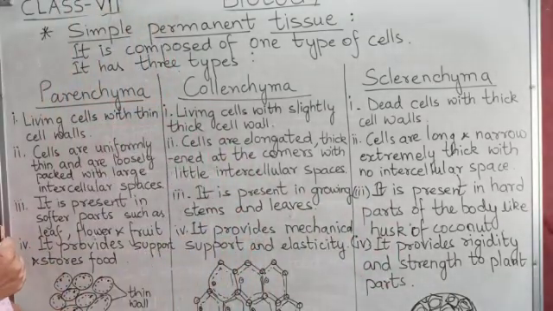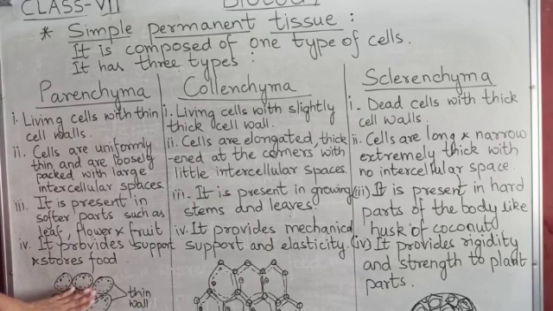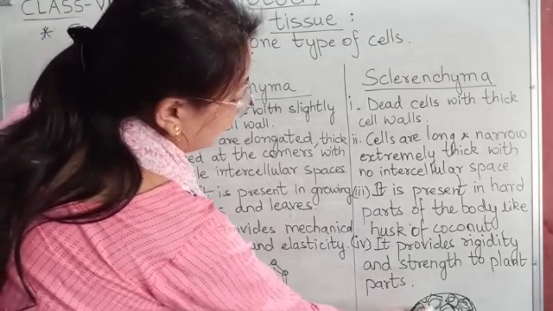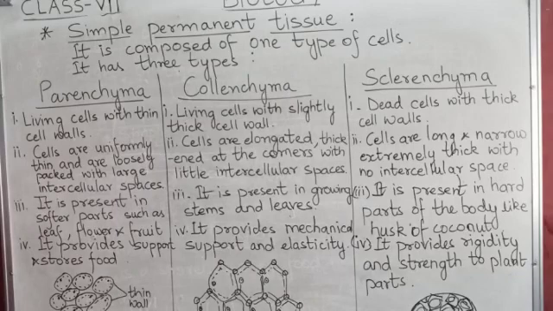And here is the structure of the three types of tissue. This one is parenchyma. As you can see here, the cells are living, but they have thin walls. These are thin walled cells. As you can see, collenchyma cells have a little thick wall, and these sclerenchyma cells have a very thick wall. Then you can see these cells are uniformly thin, and they are loosely packed, and you can see intercellular spaces between the cells.